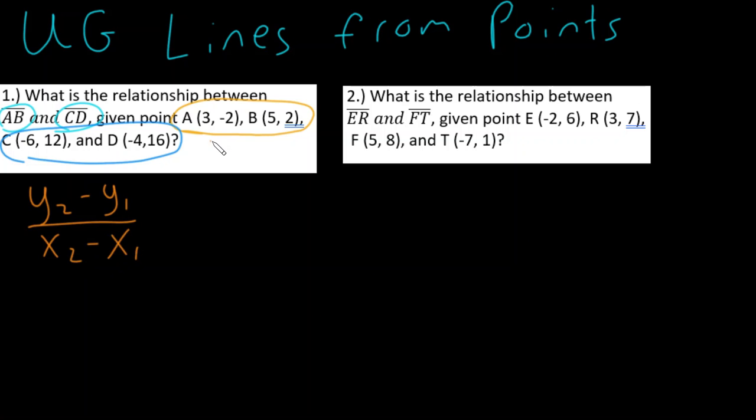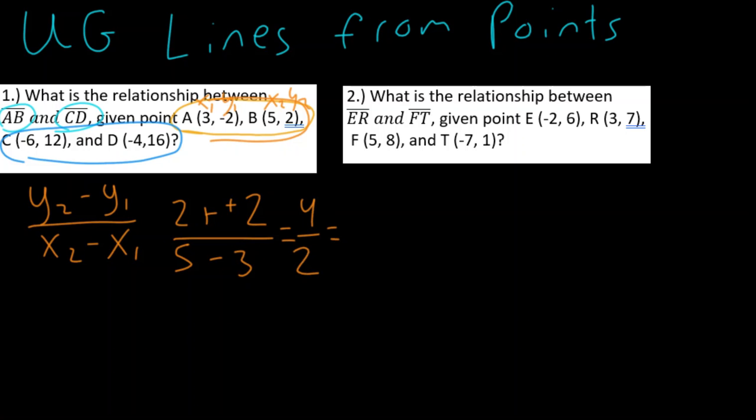So let's go ahead and tackle our points A and B. Let's label A x1 and y1, and let's label B x2 and y2. So I go ahead and plug that in, and now I have 2 minus negative 2 over 5 minus 3. Now two negatives make a positive, so 2 plus 2 is 4, and 5 minus 3 is 2. And notice 4 divided by 2 is 2.